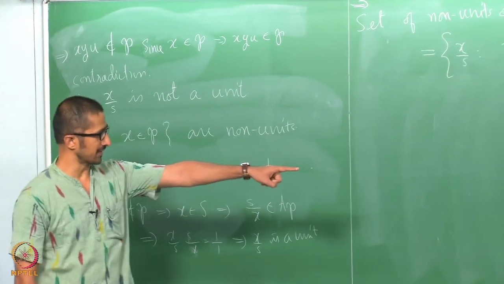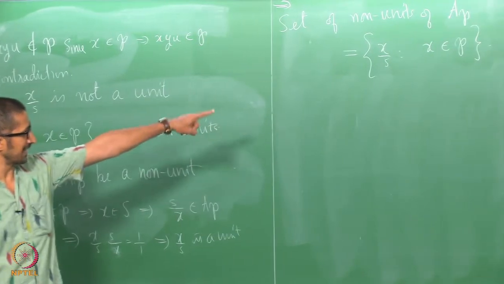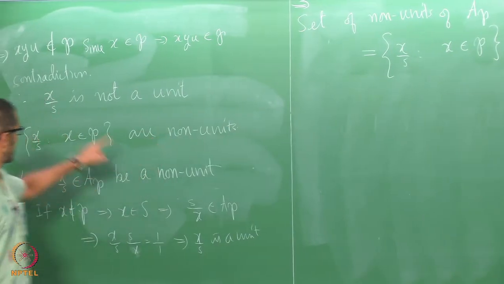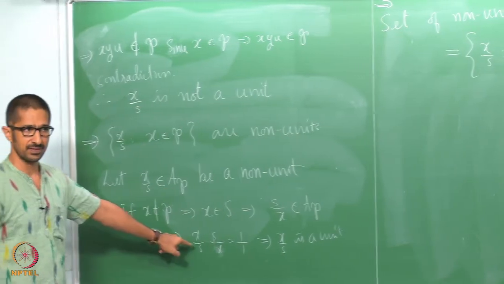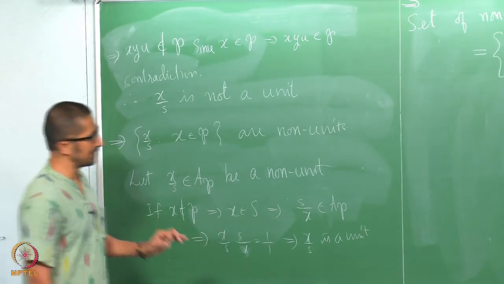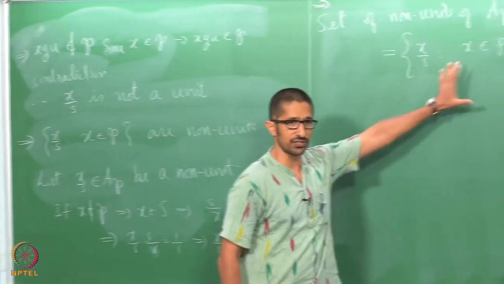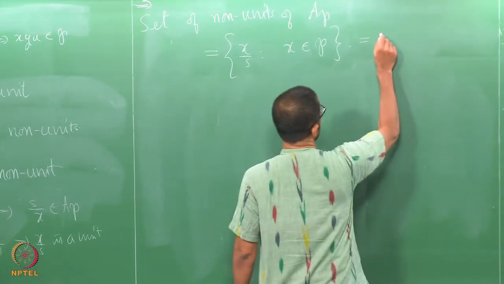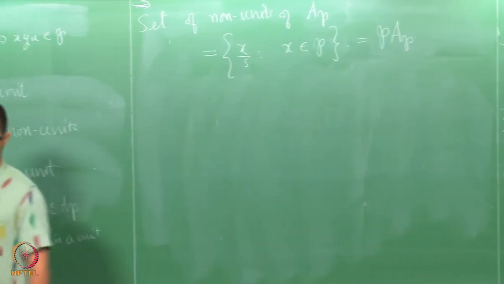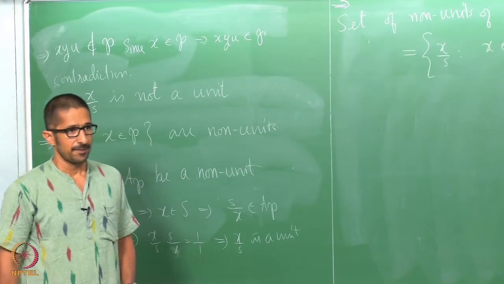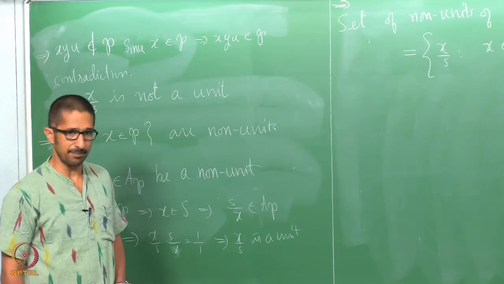Right, we proved both directions. If x is in P, then x by s is a non-unit. Similarly, if x by s is not a unit, then x has to be in P. So we proved that precisely these are the non-units. This can be written as P A_P. I will write it as P A_P, it is of the form P A_P.